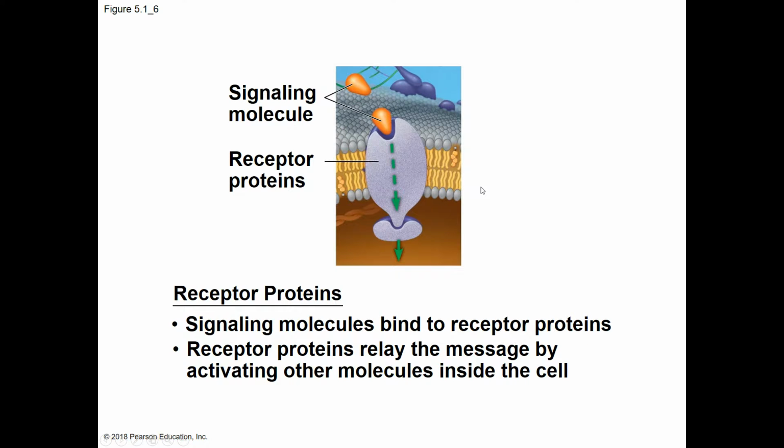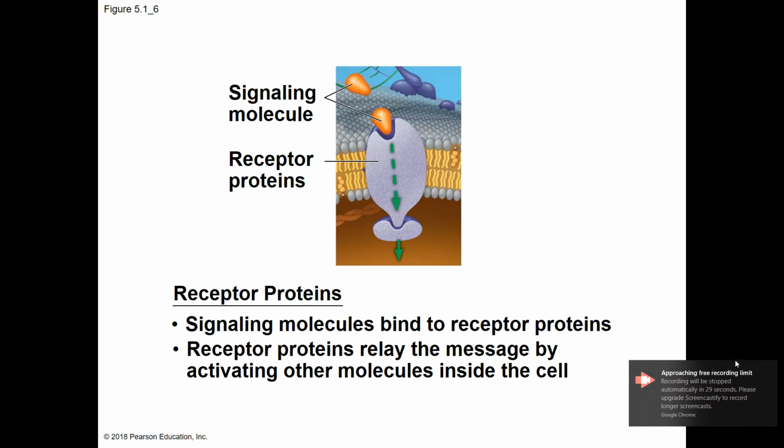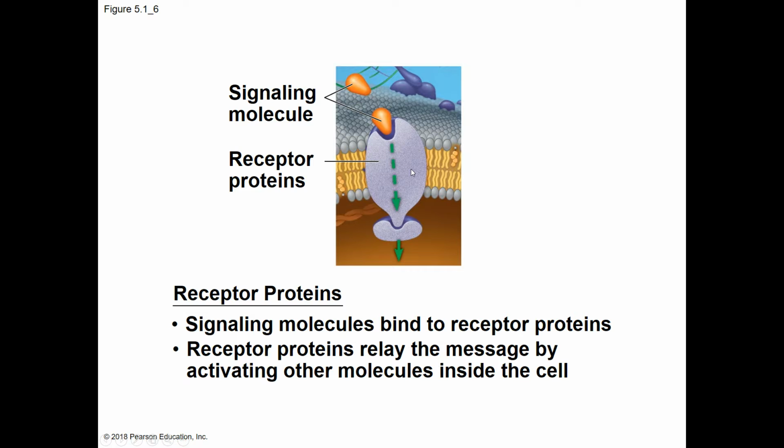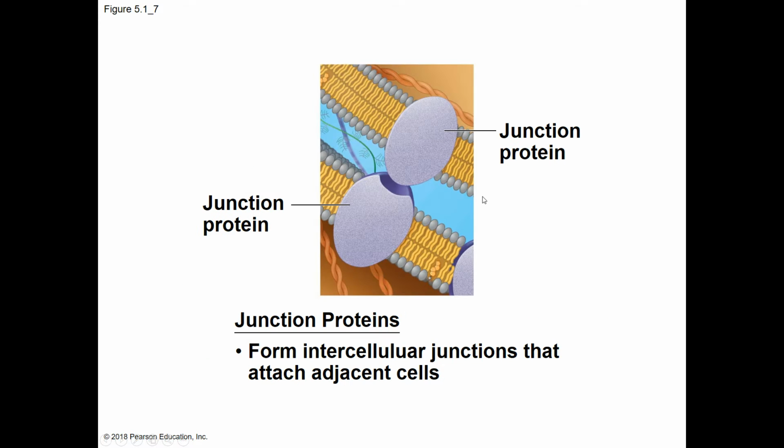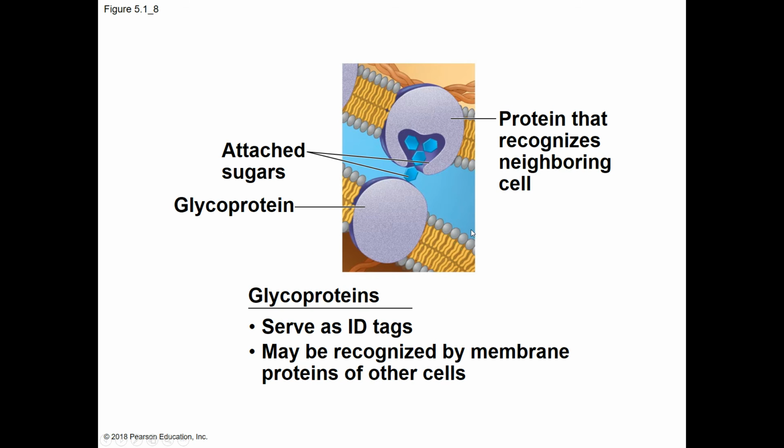In this picture, we have a signaling molecule and a receptor protein. So receptor proteins are like proteins that can sense something in the environment. So a lot of times your body will release certain signals that tell your cells to do something special. So when those signals reach the receptor, the receptor proteins carry that message into the cell so the cell can do some specific job. A junction protein, we kind of learned about that before, but junctions just help hold cells together or interact with each other. And glycoproteins can help cells recognize each other.